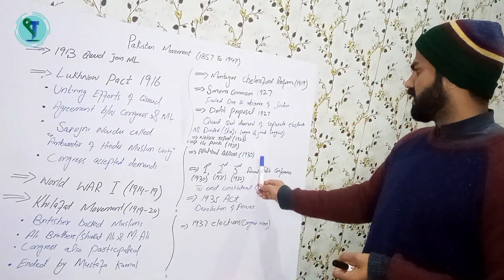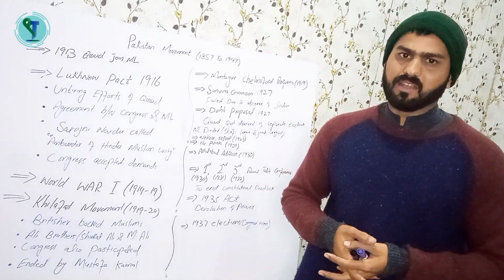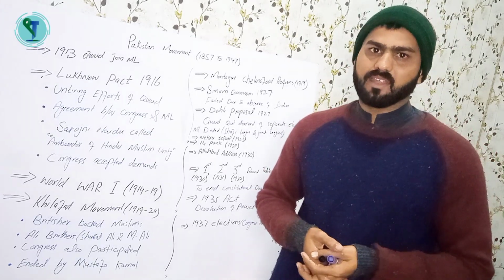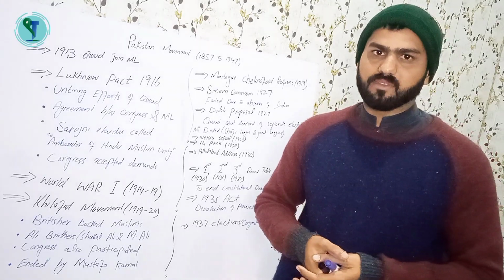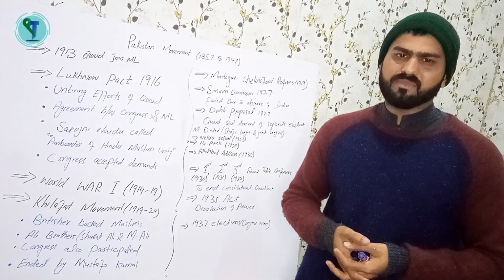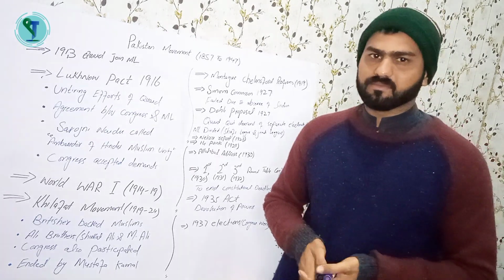Then in 1930, Allama Iqbal delivered the address at Allahabad, which is called the Allahabad Address. In this, he demanded a separate homeland for the Muslims, and he made clear that Muslims and Hindus were separate nations.